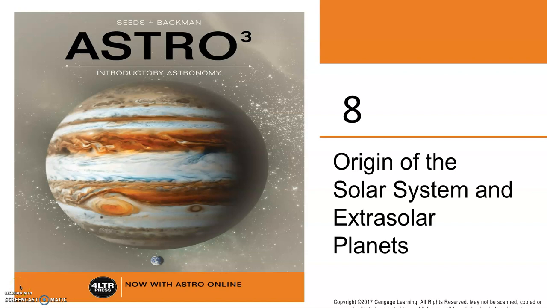Okay, so we're in chapter 8. We're still looking at theories of the origin of the solar system. None of us were there to figure it out, so we're piecing together all of the data and the observations that we've made.